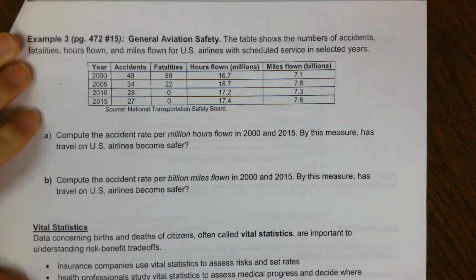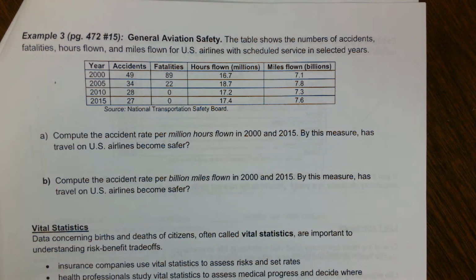Okay, example 3. Let's look at airplanes. This shows the number of accidents, fatalities, hours flown, and miles flown for U.S. airlines with scheduled service in selected years: 2000, 2005, 2010, 2015. Compute the accident rate per million hours flown in 2000 and 2015. By this measure, has travel on U.S. airlines become safer? Okay, so we're just looking at 2000 and 2015, and we want the accident rate per hours flown.